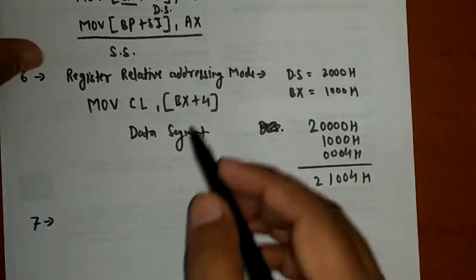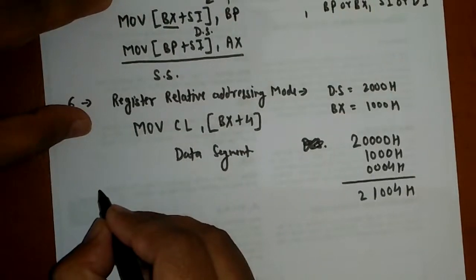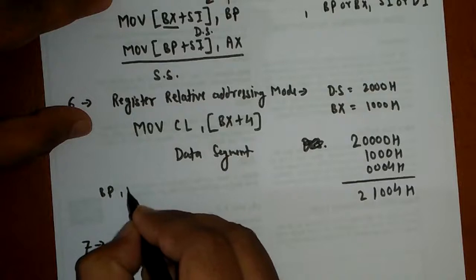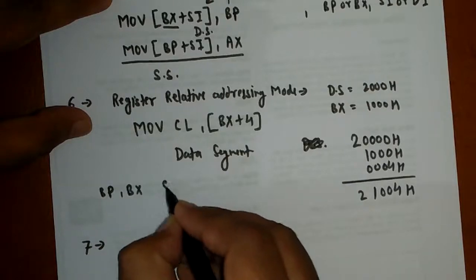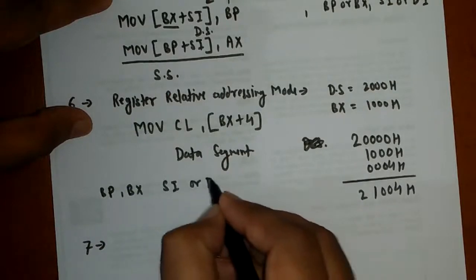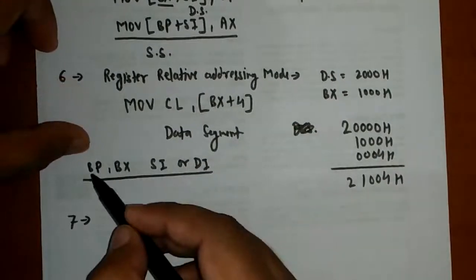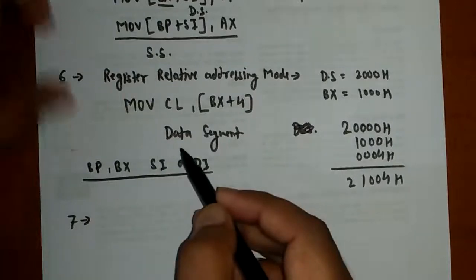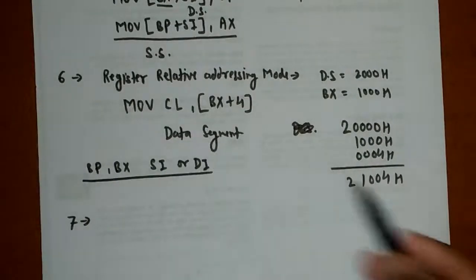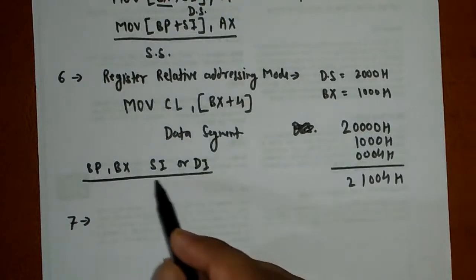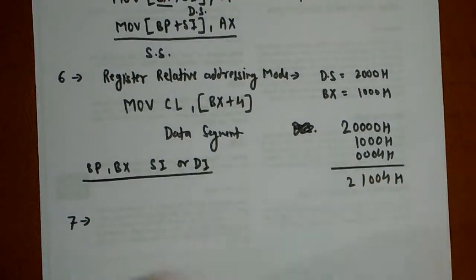Again, I am repeating that the same thing is true here. In the place of BX, we can also use the base pointer, or BX, or SI or DI. Remember, we can use all 4 here. When we use the base pointer, always remember that we will be using the stack segment to generate the 20-bit address, right? And in the case of SI and DI, the default segment is the data segment.